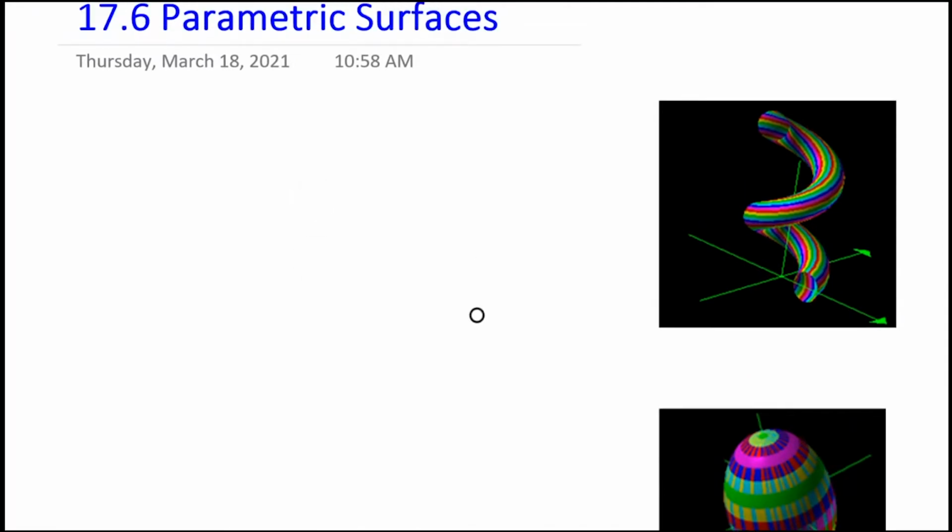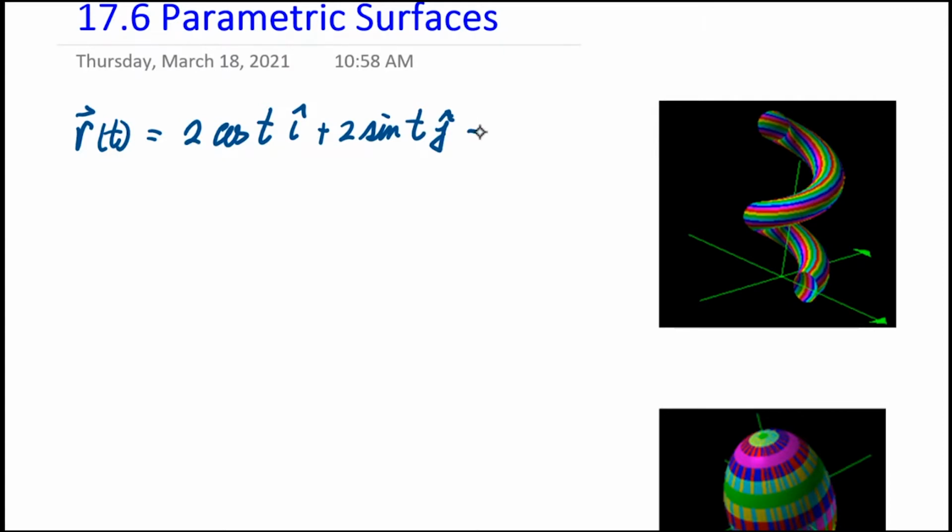If we have a vector function, let's say r, my favorite example, stairway to heaven. Say we have 2 cosine t with the i vector plus 2 sine t with the j vector plus t, k vector. Let's take a look at what that thing looks like. It was like this thingy except just skeleton.